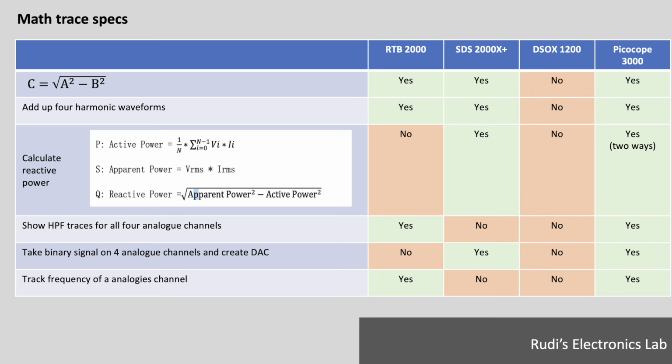Calculate reactive power. That is the result of 3 different formulas that we need to use together. The Siglent can do it. The PicoScope can do it, actually in 2 different ways. But the Rohde and Schwarz isn't able to do that.